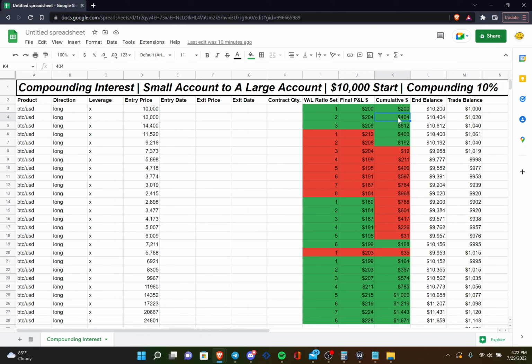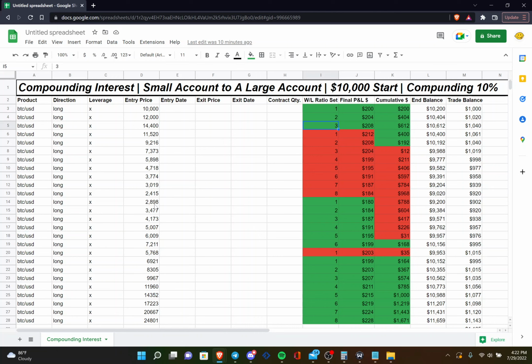All right, so second trade, you made $204. Cumulative dollar amount, you made $404, and now the total balance is $10,404. So 10% of that is $1,040. So we're going to be trading with that for the third trade. We make money on this trade as well. So now we have 3 wins in a row. Bitcoin moved another 20%. As you will notice, every move in Bitcoin from the entry price here is a 20% move.